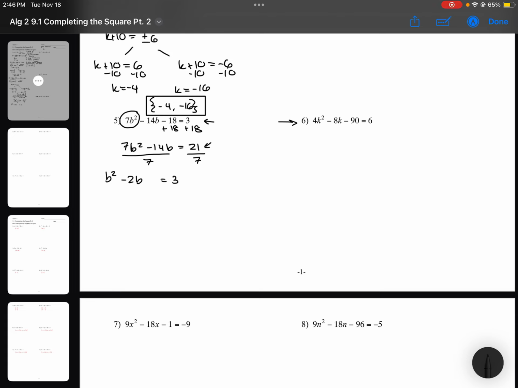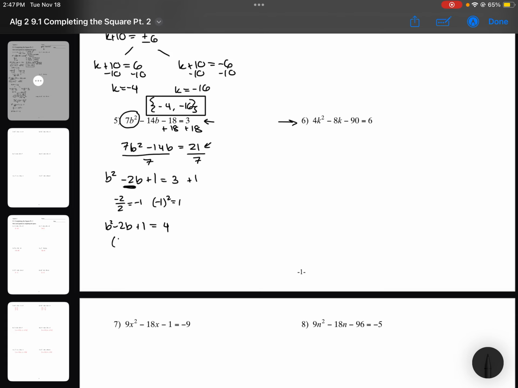All right, step number 3, complete the square. So I need to add the square of half of our coefficient. So negative 2 divided by 2 gives us negative 1. Negative 1 squared gives us positive 1. So I'm going to add 1 to both sides. So I get b squared minus 2b plus 1 equals 3 plus 1 or 4.